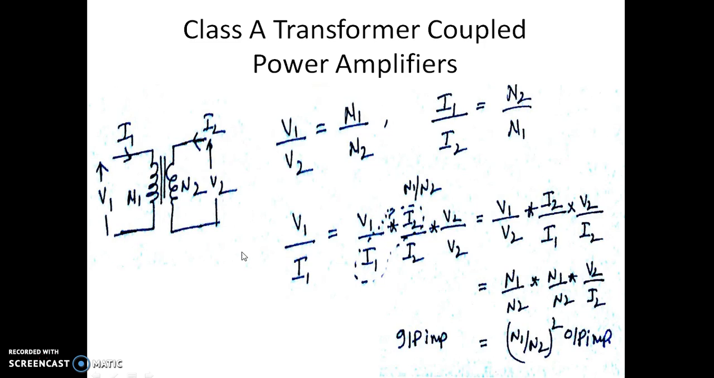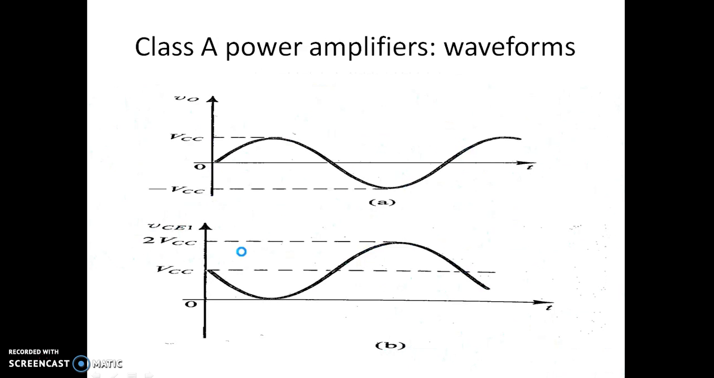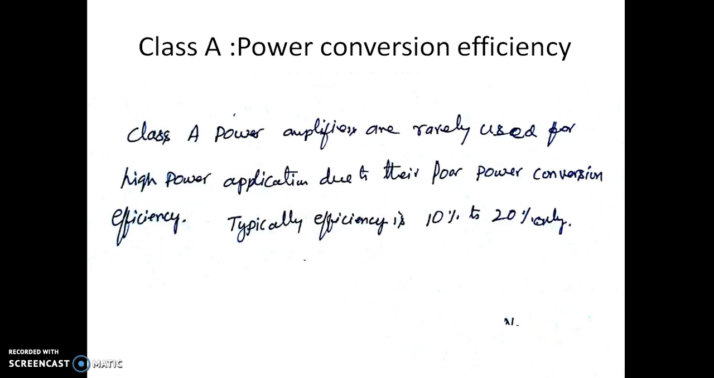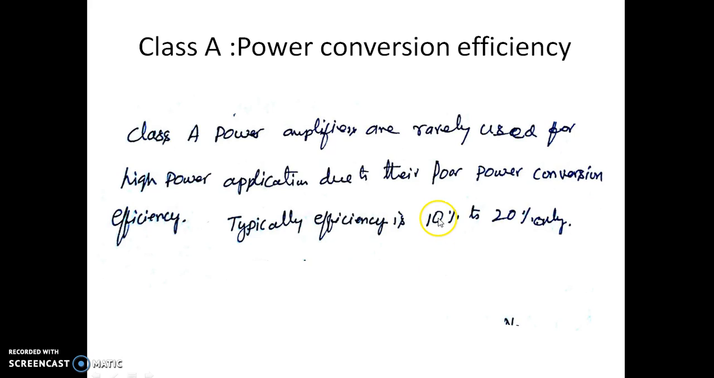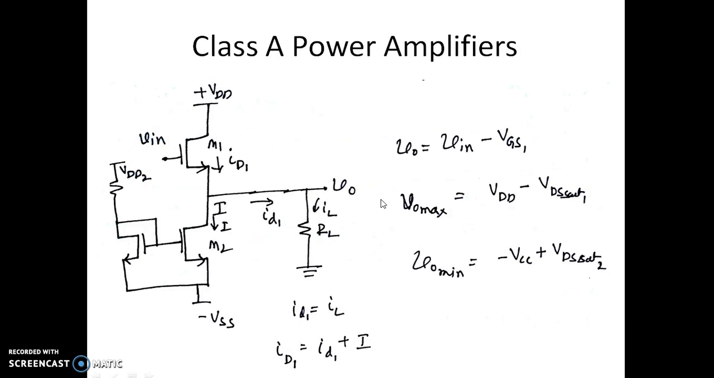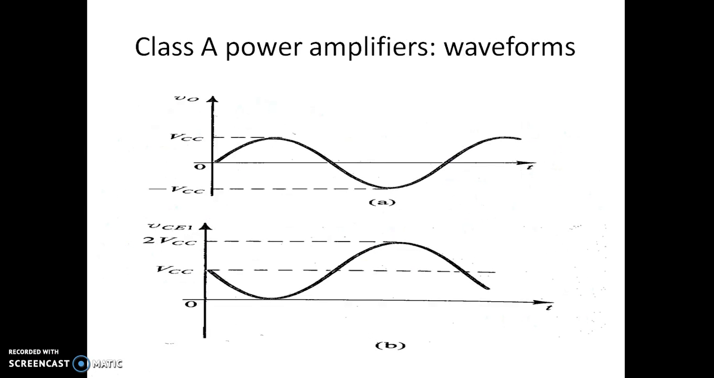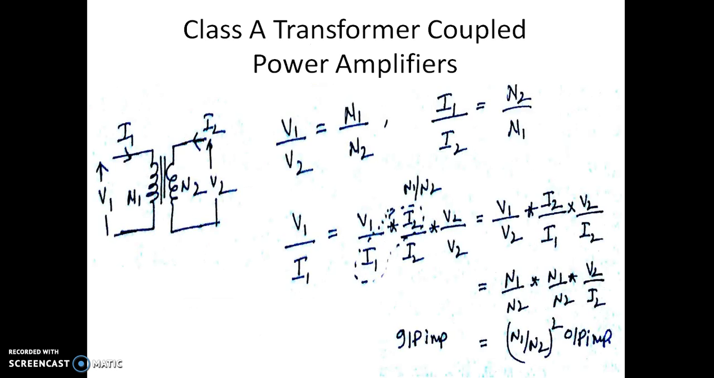Of course, we have seen that class A amplifiers have a very poor power conversion ratio, theoretically 25%, which is what we proved here, and typically it is around 10 to 20%. It was also concluded that it is not used for high power applications. Now we should see if there is any possibility of modifying this class A power amplifier to get better efficiency.